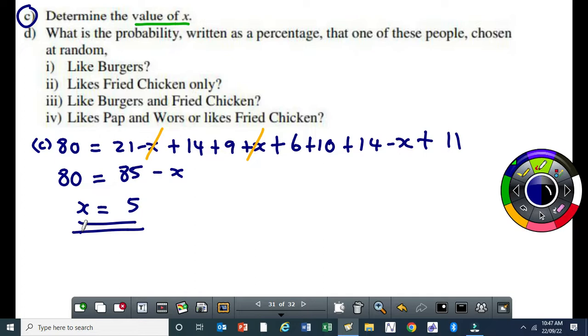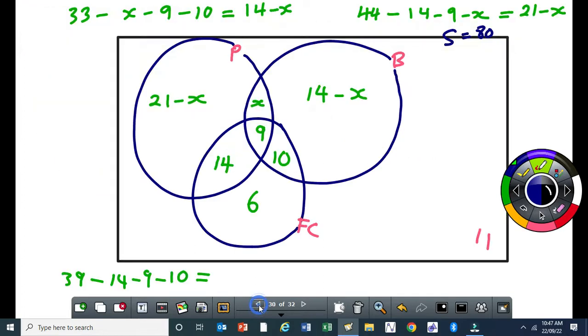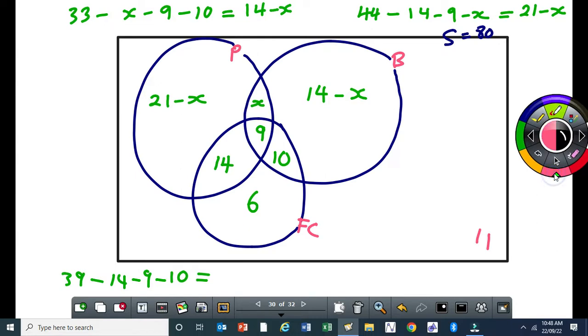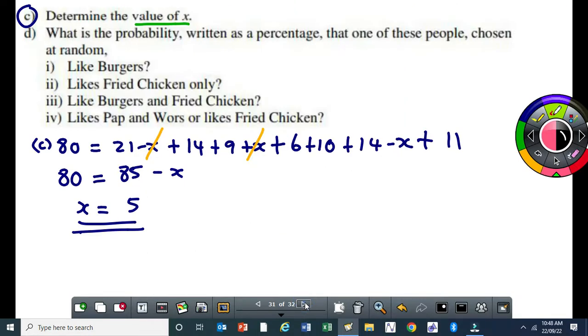Now, once you get your x here, you might have to construct a second Venn diagram with no x now. Now, because of time, I'm not going to do that myself. So what I'm going to do is I'm going to go to my Venn diagram and use a different color to indicate. Let me just use this one. Right. So if I put x here, 21 minus x will give me 16. 14 minus x, 14 minus 5 will give me a 9. Then this x here is supposed to be 5. Okay? But when you're doing it on your own, you might have to draw a new Venn diagram.